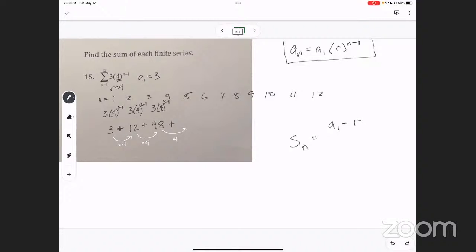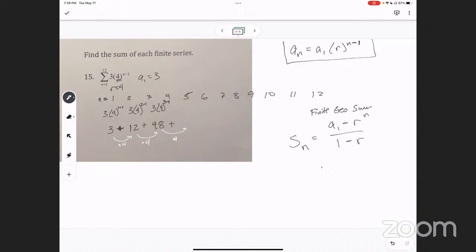Is it all to the power of n or just r to the power of n? r to the power of n, all over 1 minus r. Good. Actually, I don't remember. Are you sure this is the right formula? I don't have that one memorized right now. Yeah, it is. Okay. So this is the finite geometric sum, or finite sum of a geometric series.